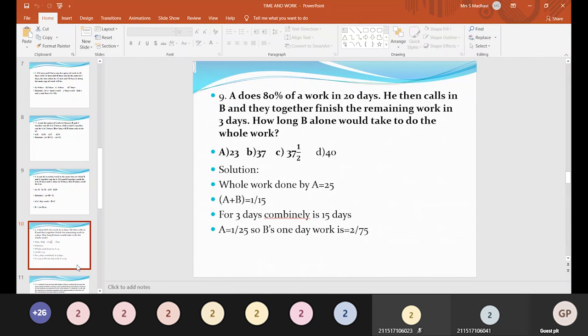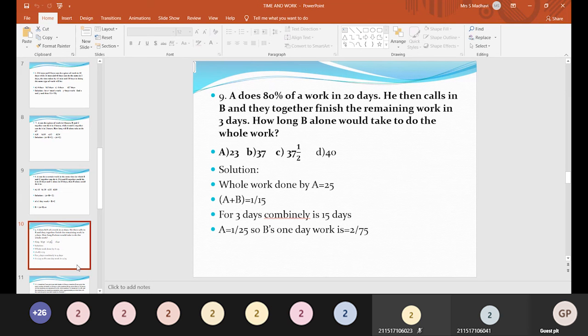So here A's 1 day's work is 1 by 25. A plus B's 1 day's work is 1 by 15. Now B's 1 day's work is 1 by 15 minus 1 by 25. So here we get the answer 2 by 75. A's 1 day's work is 1 by 25, A plus B's 1 day's work is 1 by 15. Now B's 1 day's work alone means 1 by 15 minus 1 by 25, that is A plus B's work minus A's work, which is equal to 2 by 75.